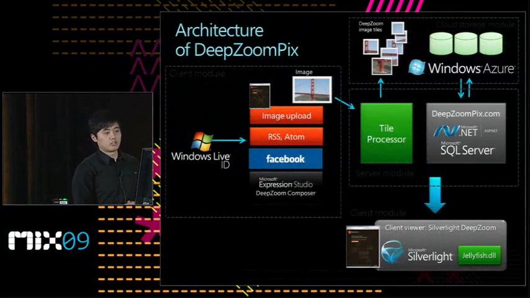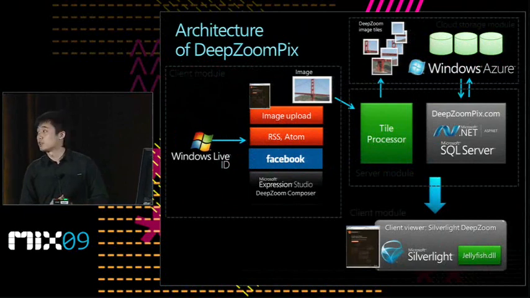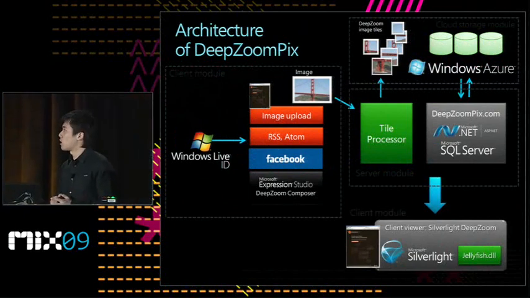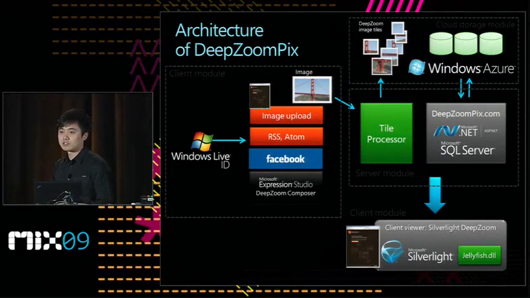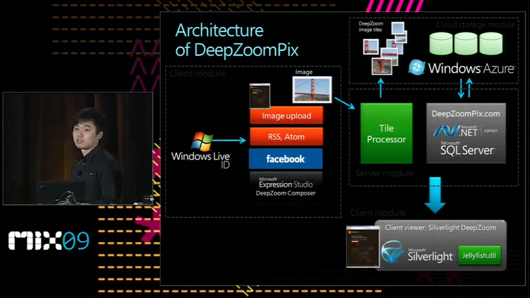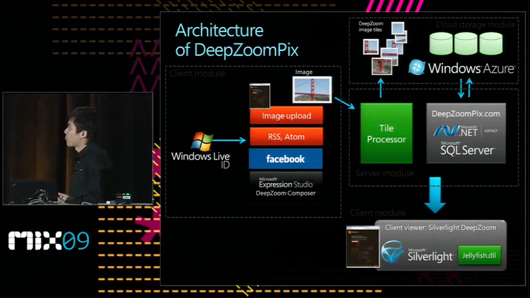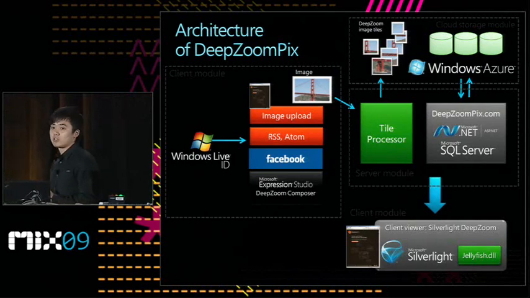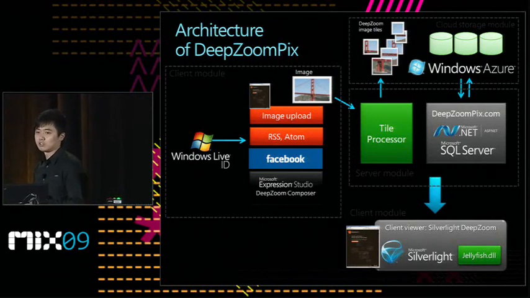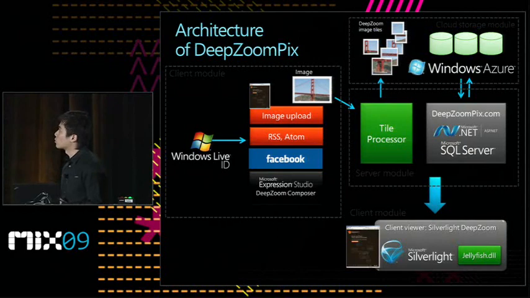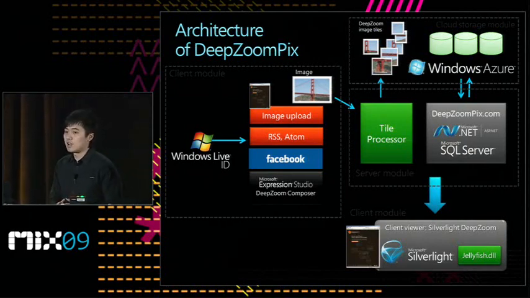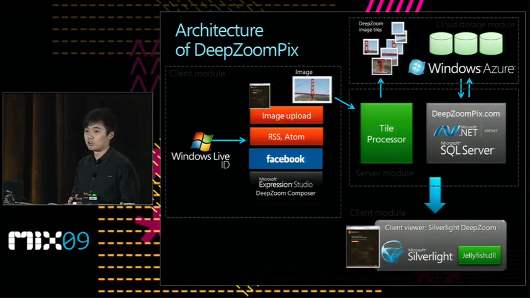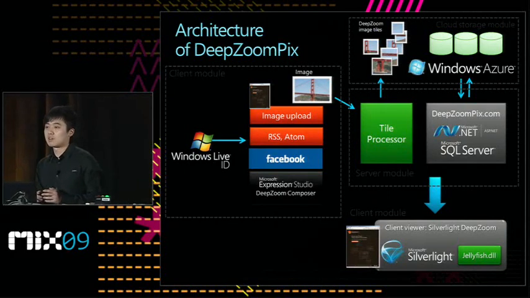Okay, so here is a sample architecture of Deep Zoom Pics. We integrated Windows Live ID. Users can choose different ways to upload their photos. You can upload from your computer and import from SNS, such as Facebook. And if you have Deep Zoom Composer, it also works. And in the server module, we have a tile process to process the image to Silverlight Deep Zoom format. We use Windows Azure to store these photos in the cloud. And on the client side, we have a rich Silverlight viewer, which is built on the Jellyfish client-side library.